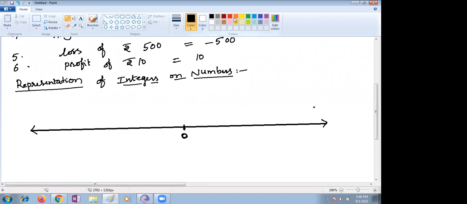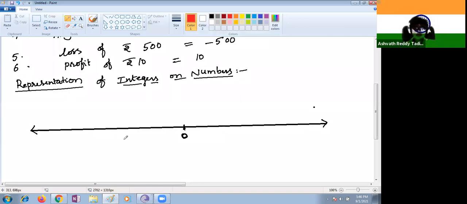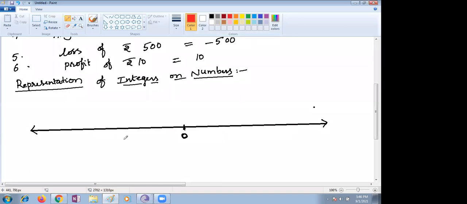Now the left side of 0, we can call it negative integers. I'm marking negative with red color. Equally, you're supposed to divide into equal divisions. All left side are negative integers. Left side of 0, we are taking as negative integers. If you move towards the negative side, the value is decreasing. The value is decreasing. That is a very important point.